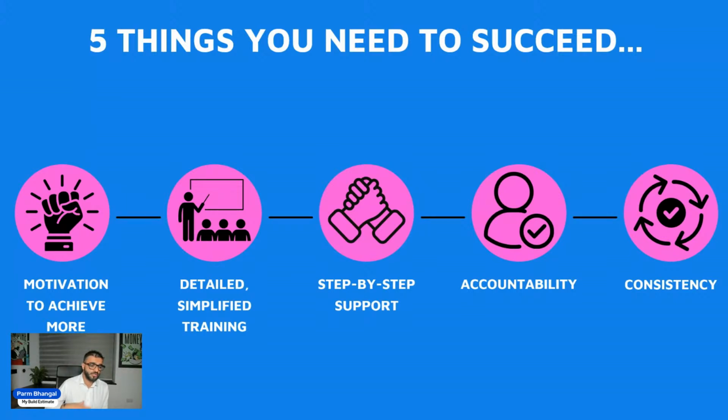This is just me looking at 5 things to help you succeed. And these are 5 things we talk about all the time. You have to be motivated to achieve more. You need detailed and simplified training. You need step-by-step support. You need accountability, and you need to be consistent, and you've got to keep doing it. Motivation, training, support, accountability, consistency.